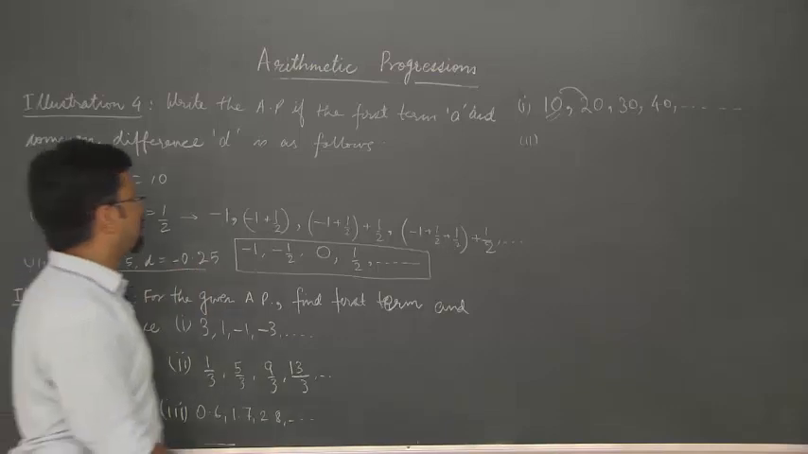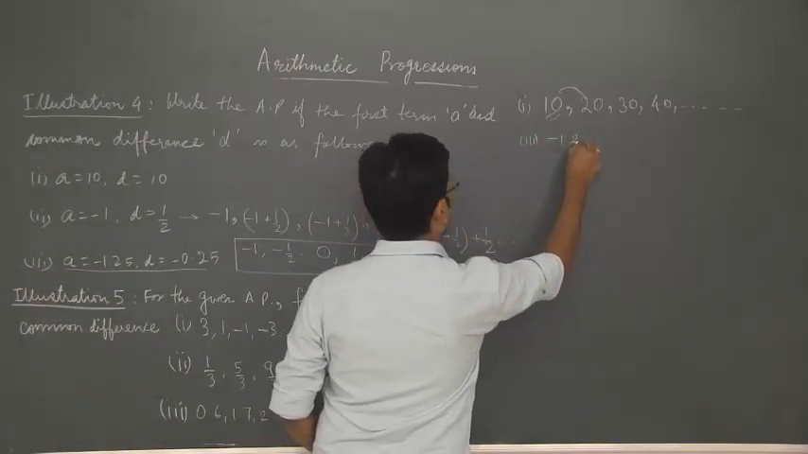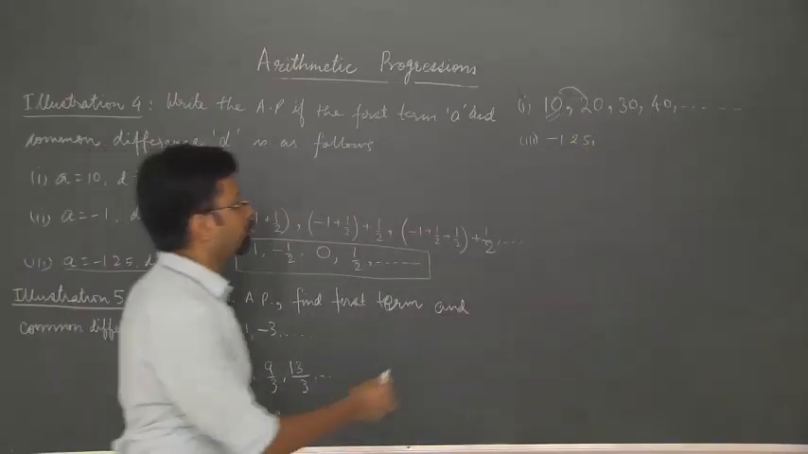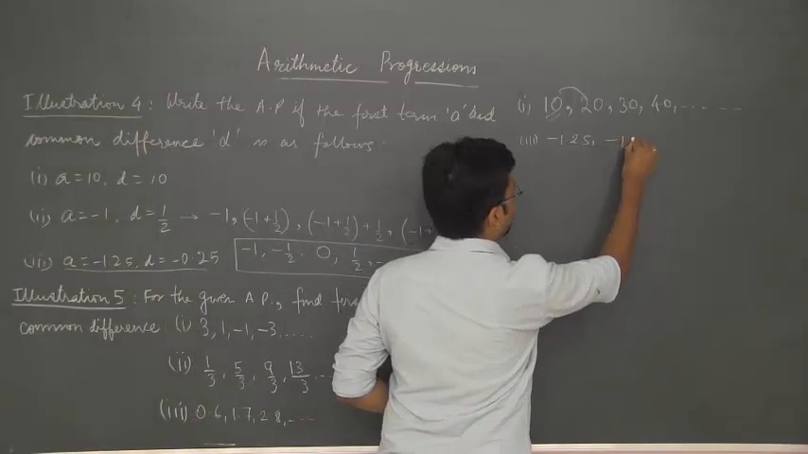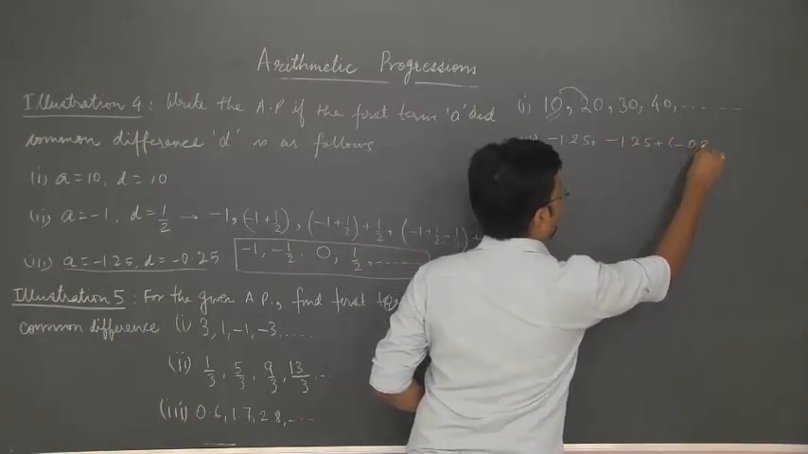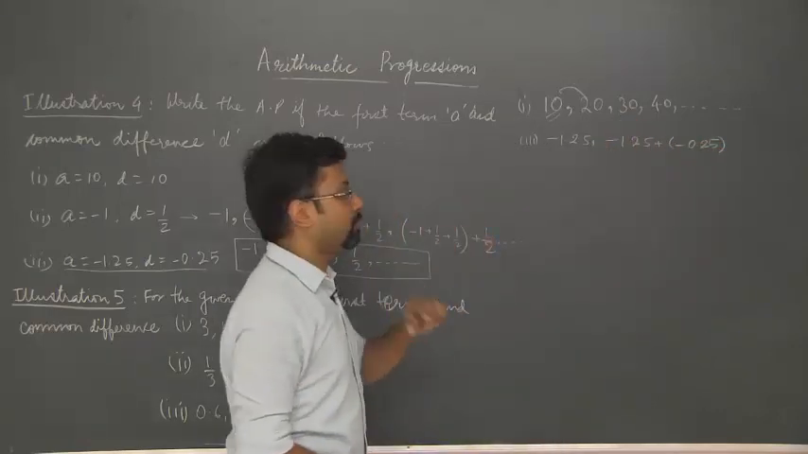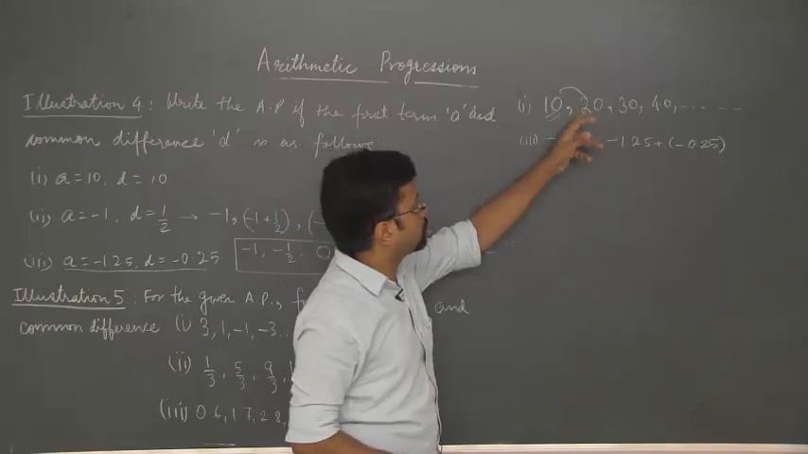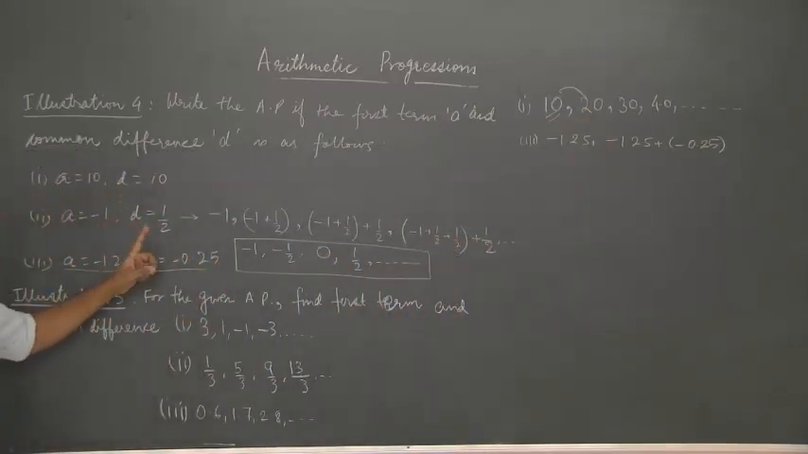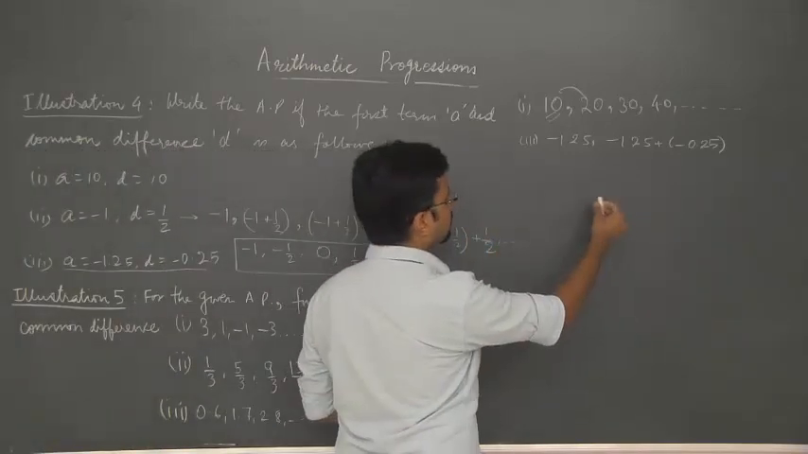When the first term is minus 1.25, if we add minus 0.25, the second term would be minus 1.25 plus minus 0.25, because the common difference is given as negative. It can also be negative, it can also be positive. In the other cases that we have handled so far, the common difference was positive. In this case, it is negative. So we have to write it as it is given.